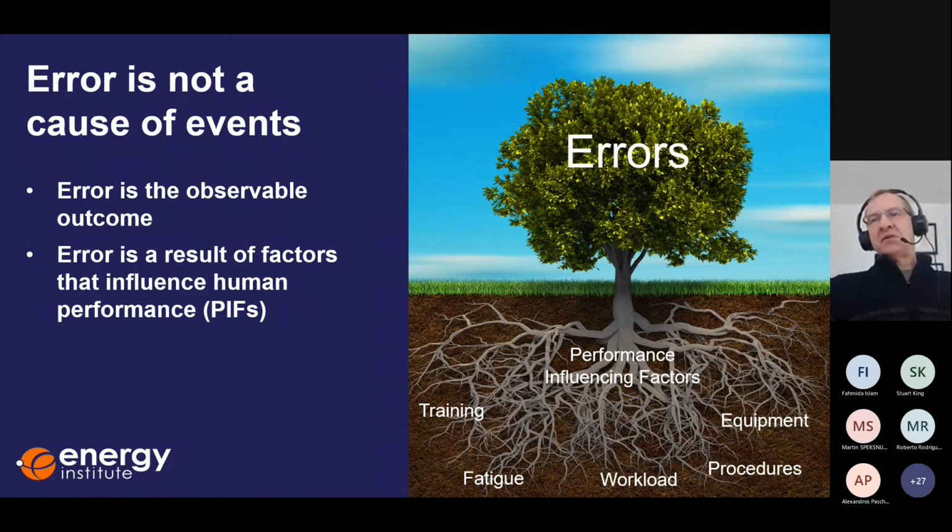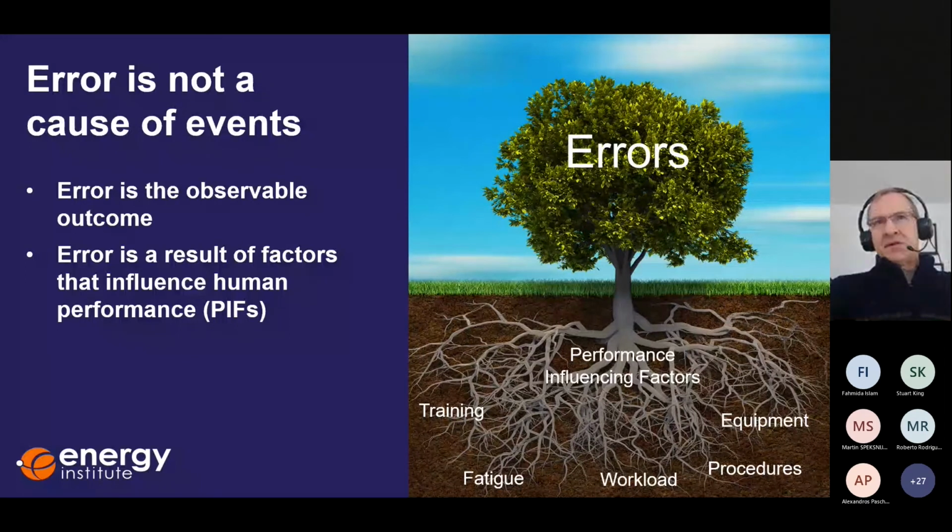When you look at a tree, you can see its branches and its leaves. That's what's visible to you. But underneath the tree, in the ground, you've got the roots, maybe the root causes of those errors, which we call performance influencing factors, a key human factors concept. The training, the procedure, the workload, these are the factors that influence the performance of people, mainly the errors that you can see. So for human performance, we need to identify and understand these factors. PIFs, a little abbreviation.